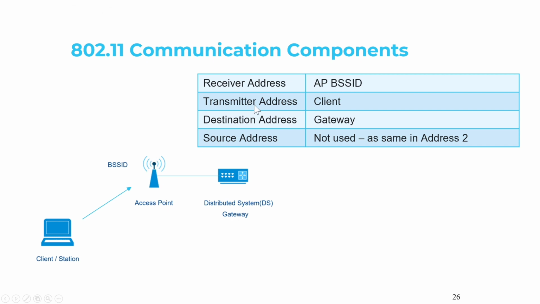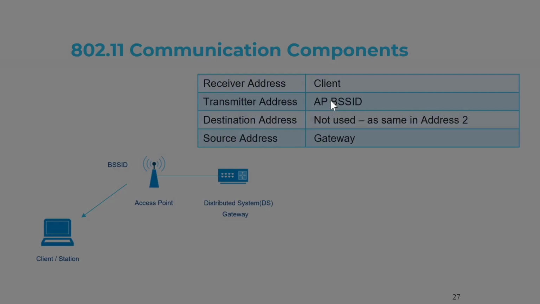So that's the receiver address. Who's sending it? Who's transmitting? It's the client at this point. Who's the final destination? That's the gateway. And the third one or the fourth one is not used because it's already set up in the second.